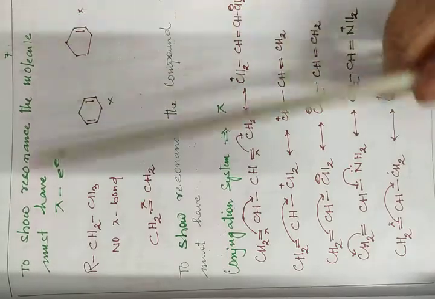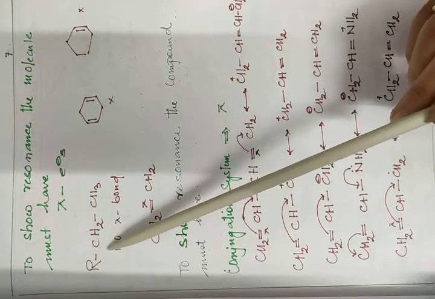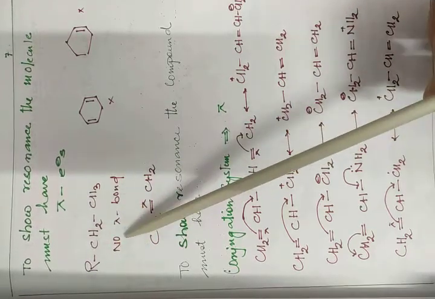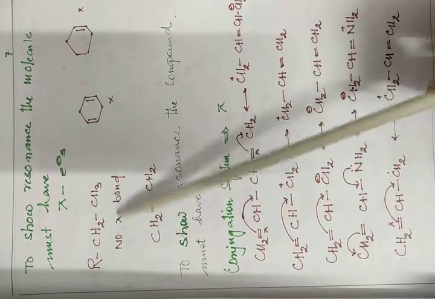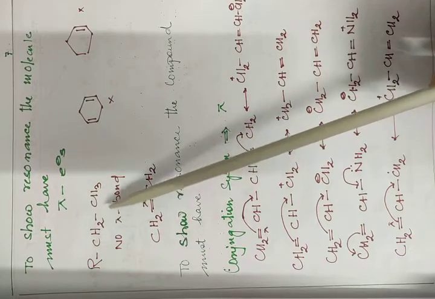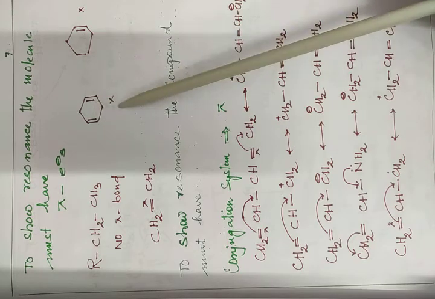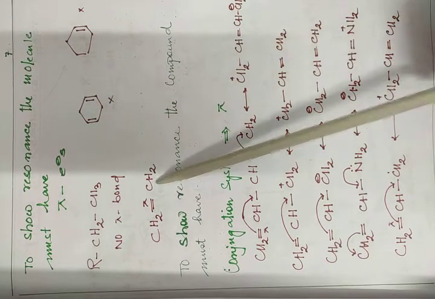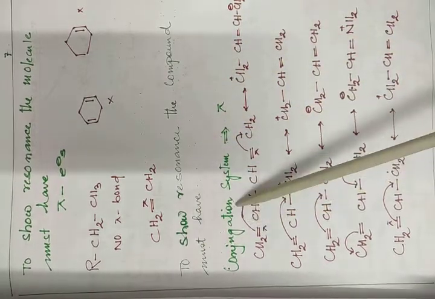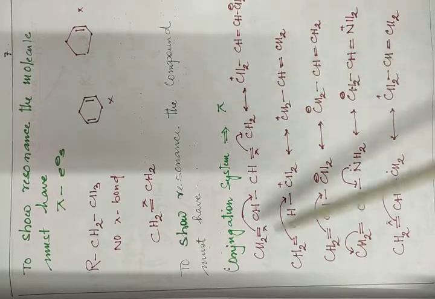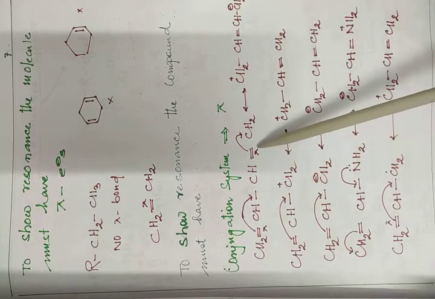To show resonance, molecules must have pi electrons. Here there is no pi bond, all are single bonds only, so it will not show resonance structures. Here also, we cannot do it, and here also we cannot. Now to show resonance, the compounds must have a conjugation system, that is, CH2 double bond CH, then CH double bond CH.